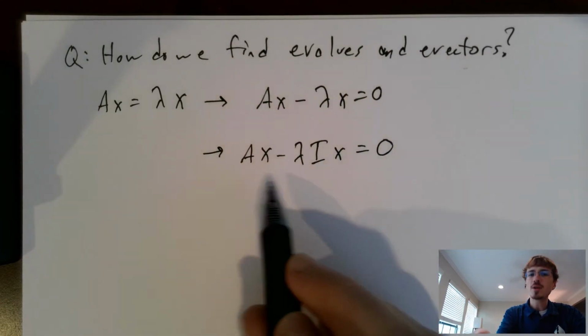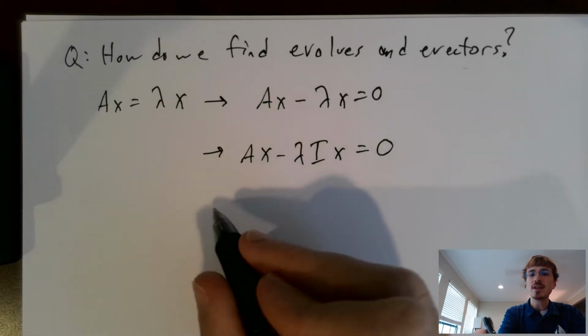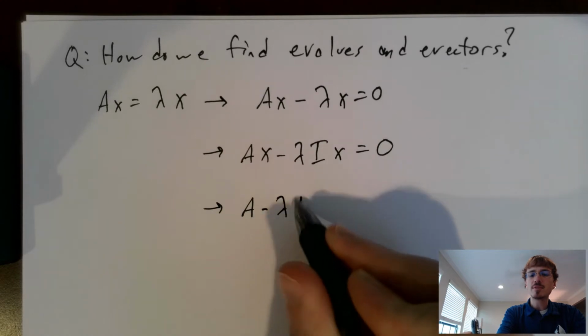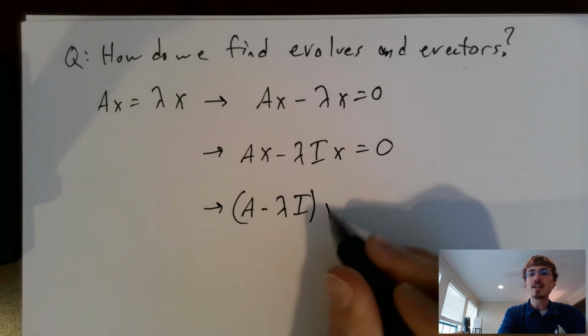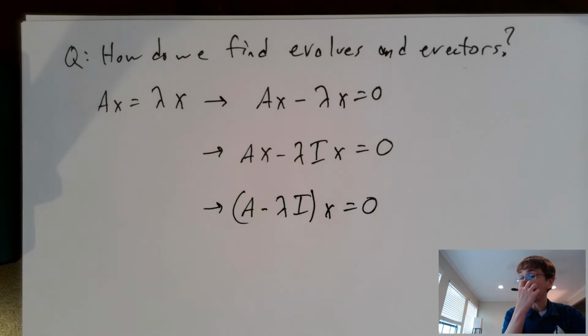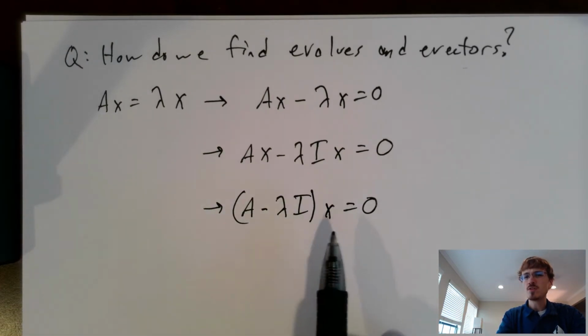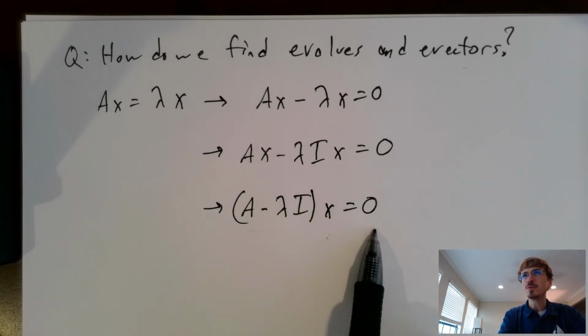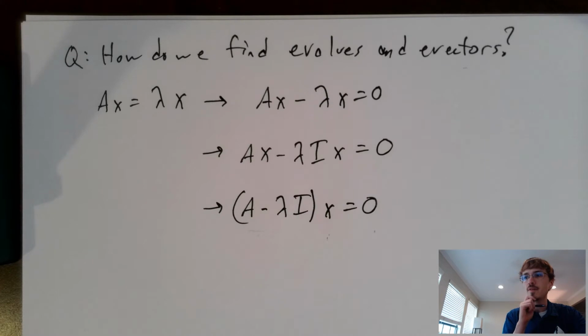And so now what can we do? I can factor out the vector x on the right-hand side. So I know that x must satisfy (A minus lambda I) times x equals 0. So x is a vector that satisfies this thing times x equals 0. Where have we seen that before? That's a null space, isn't it?